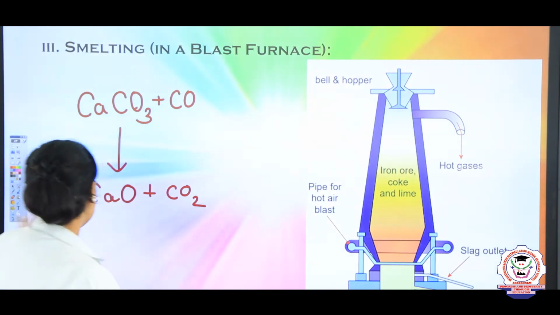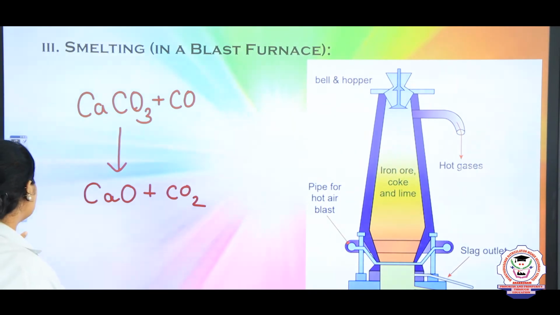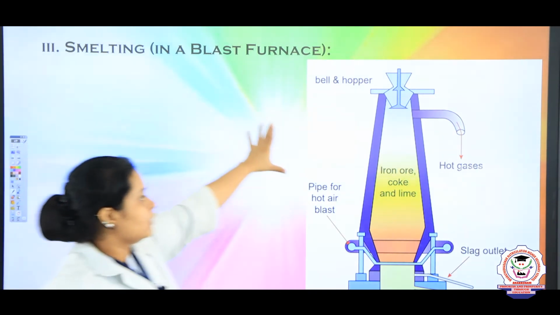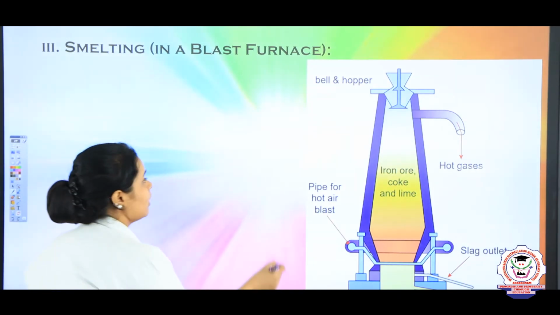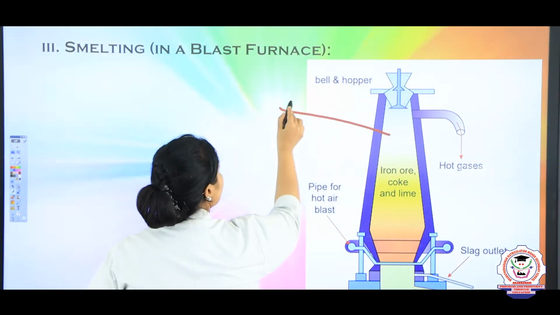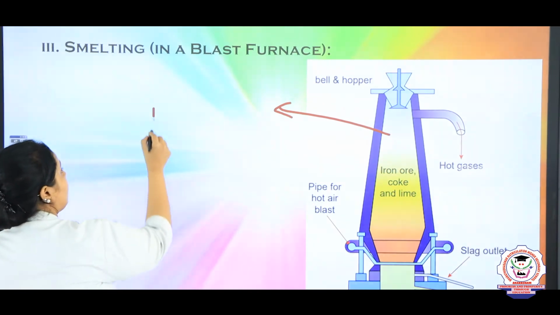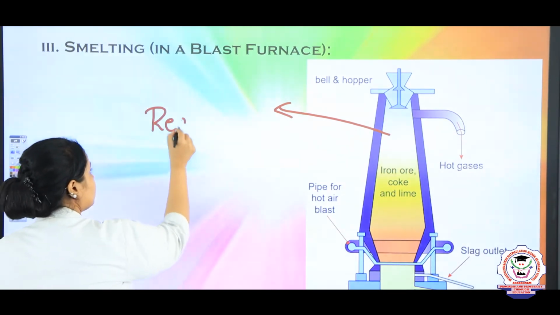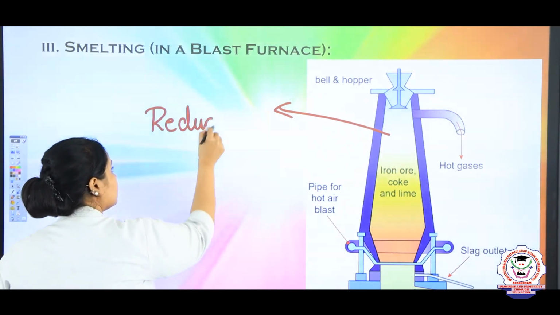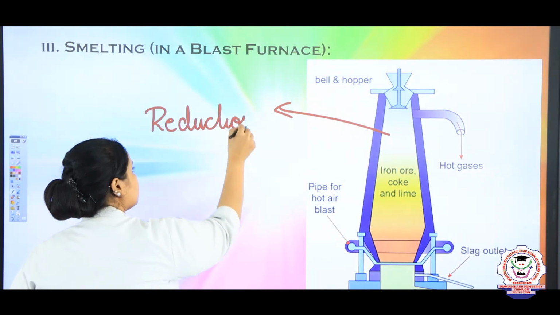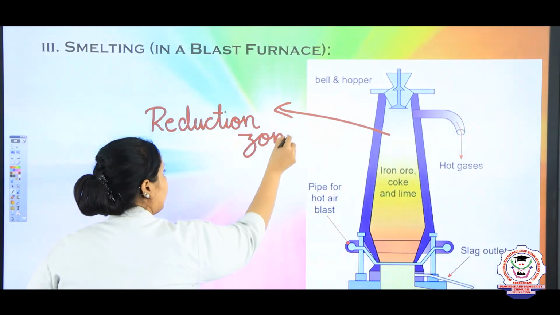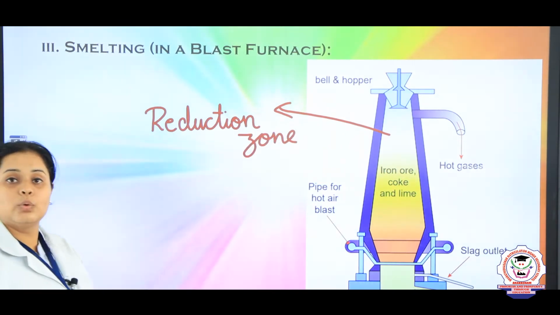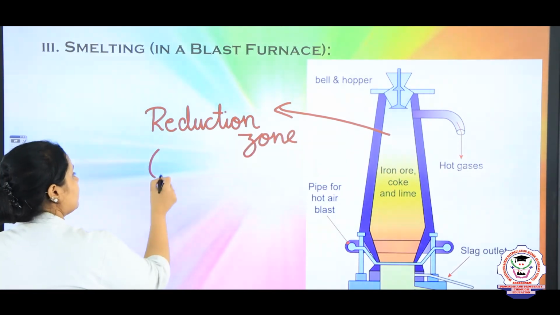Okay? Yes. So after that, there is one more region, and the topmost region is known as the reduction region or reduction zone. What is this zone, children? This zone is the reduction zone, and the temperature in the reduction zone is 400 degrees Celsius. How much?